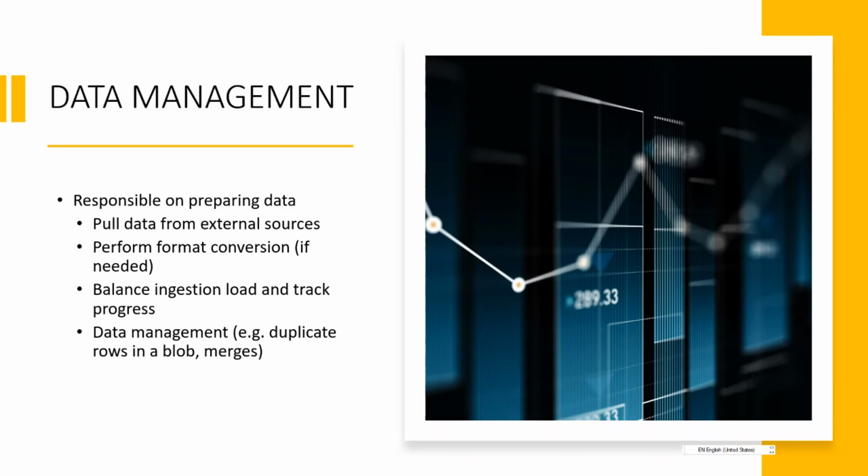So what we are going to talk about in the next, let's say, 30 minutes is data management. In Kusto, there are three main components: the engine, the data management, and the control management. The DM is responsible, first of all, for pulling data from external sources, adding links into Azure queues, and converting formats. There is a very long list of formats supported by Kusto.